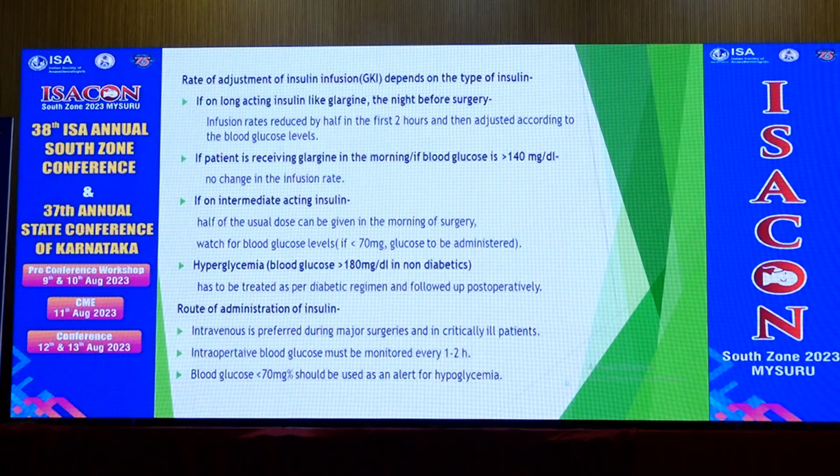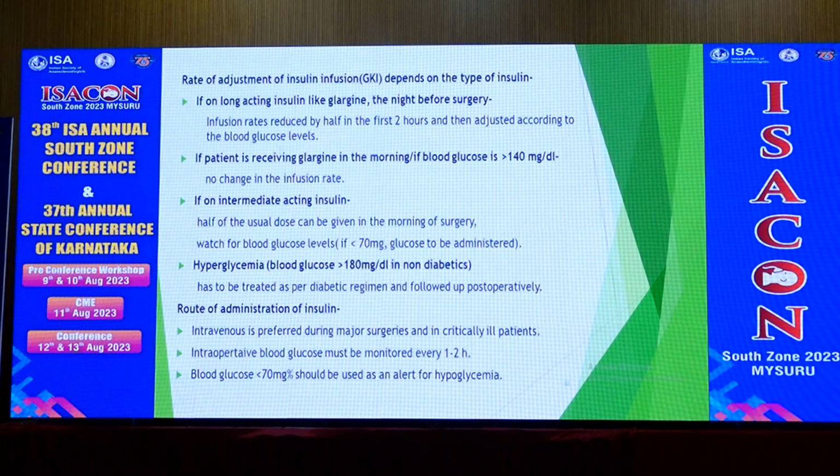Now, the rate of adjustment of insulin infusion depends on the type of insulin that the patient was taking regularly. If the patient is on long acting insulin like Glargine the night before, the infusion has to be reduced by half for the first 2 hours. Later it will be adjusted according to the blood sugar values. If the patient is receiving Glargine in the morning and blood sugar value is more than 140, there will not be any change in the infusion rate. If it is an intermediate acting insulin, half of the dose can be given, but one should watch for hypoglycemia.